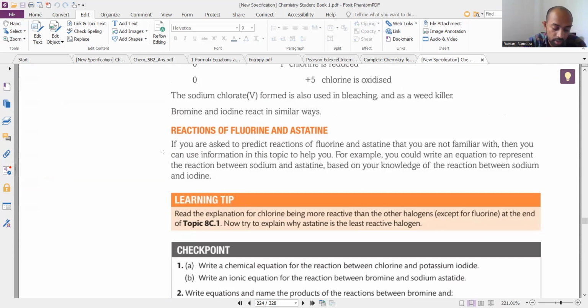And the next part is important, predicting properties of the elements that you haven't learned, that is fluorine and astatine, right? Fluorine is above chlorine and astatine is below iodine. Therefore, following the trend, you can predict the properties. That means fluorine can displace chlorine from a compound, iodine can displace astatine, like that. You should be able to work them out.